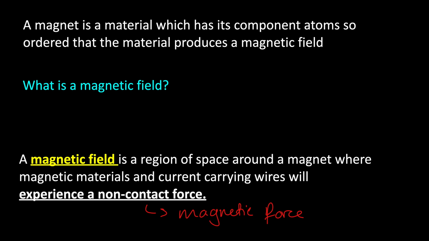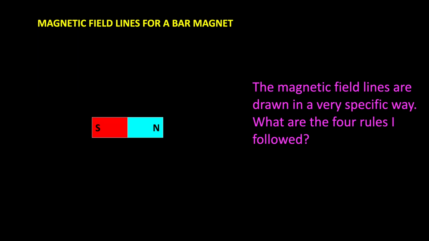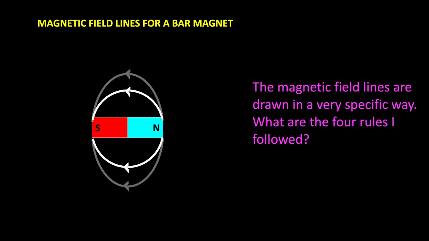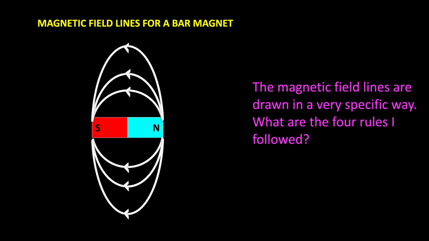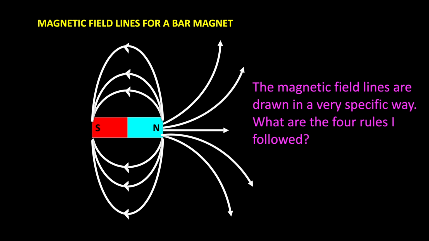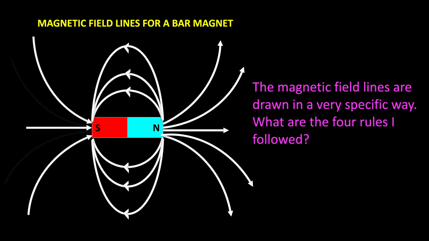Now, what does a magnetic field look like? Here we have a simple bar magnet. Very carefully pay attention to how I draw out these lines, the magnetic field lines. I follow 4 rules. Let's see if you can identify what they are. It's extremely important that you follow these rules when drawing magnetic field lines.